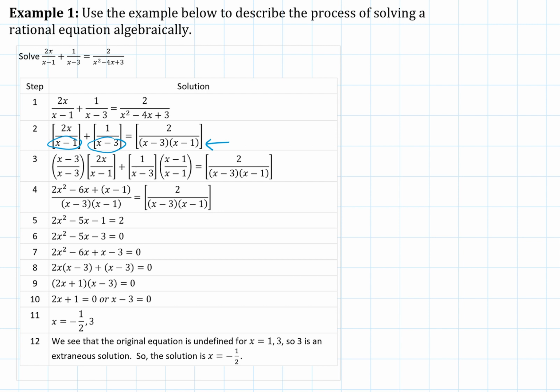Let's take a look at step 3. What's new in step 3? Well, this appears to be new, and this appears to be new. How are they getting these things? Oh, I can see in step 4 now we have a common denominator. So step 3 must be multiplying to get a common denominator. In step 2, they factored to choose a common denominator, and now in step 3, they're actually getting that common denominator.